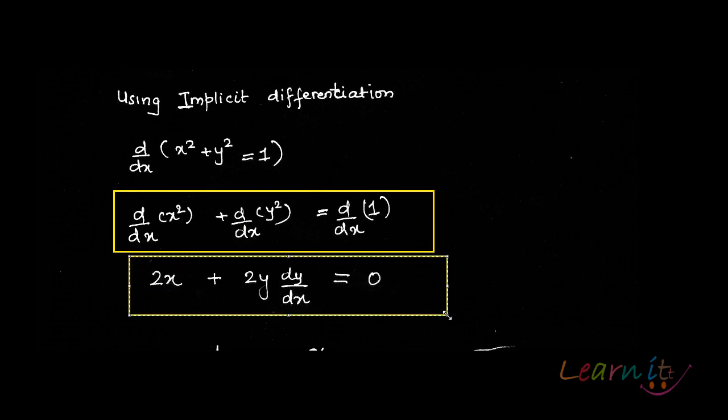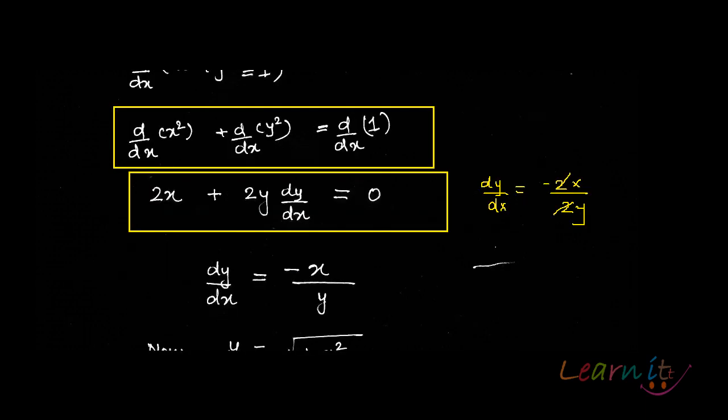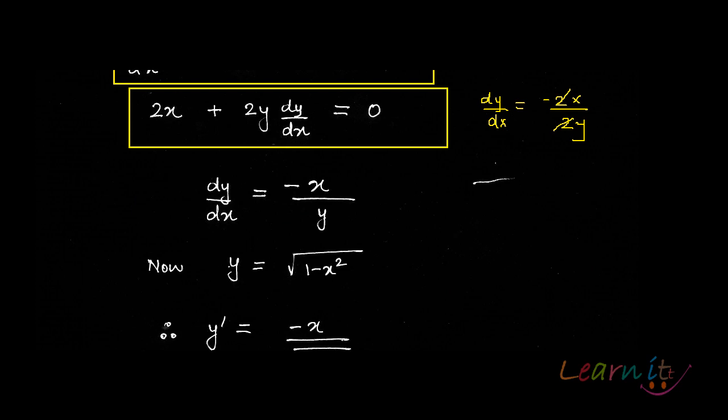Correct? So this is how it will look like. So 2x plus 2y dy by dx equals 0, because we are differentiating with respect to x. So once we have differentiated y, y needs to be differentiated with respect to x, and that is how I can find out my dy by dx. Dy by dx will simply be, taking this to this side, minus 2x upon 2y, that will give me minus x by y. See, that's my dy by dx.